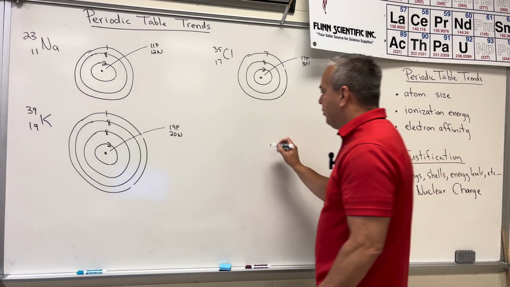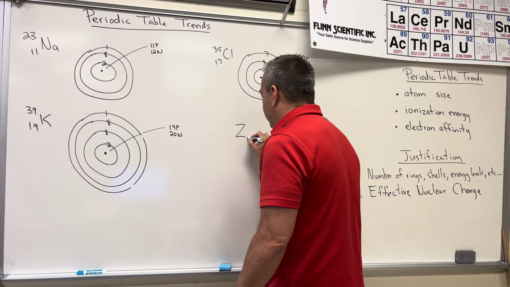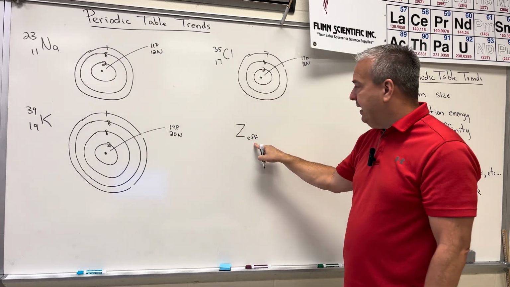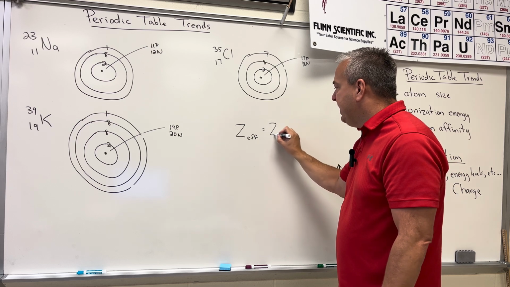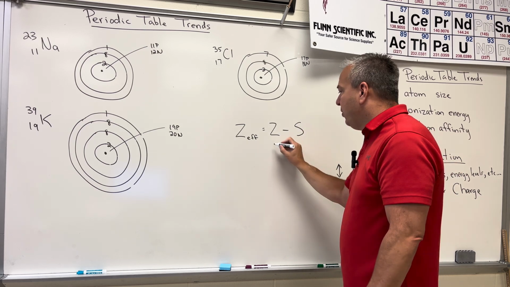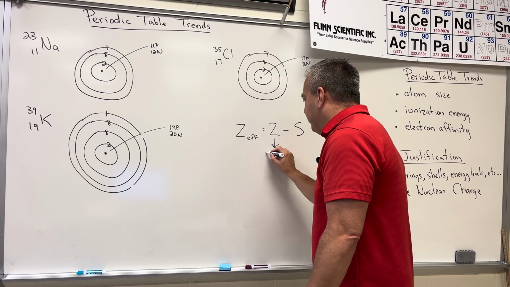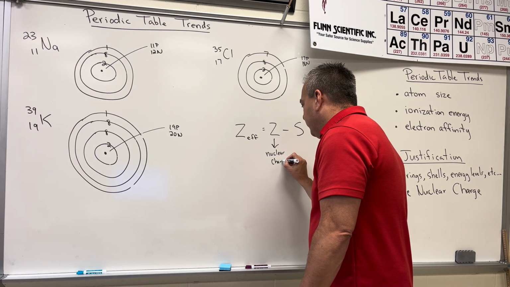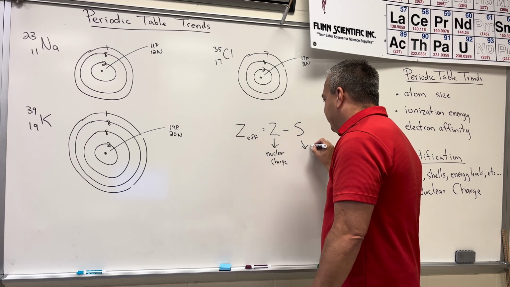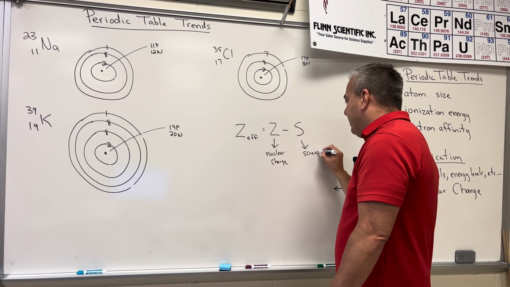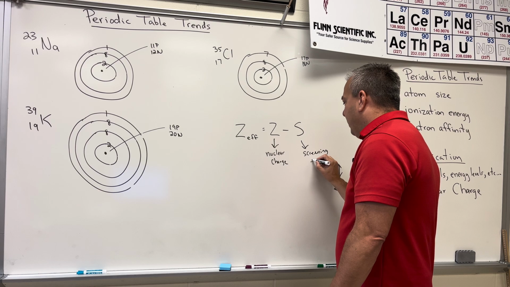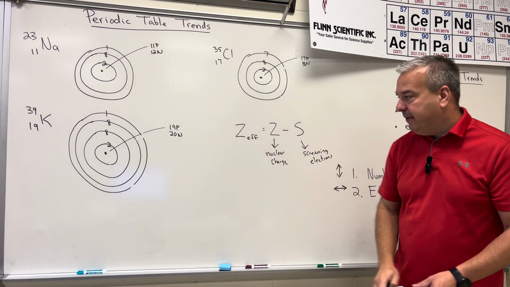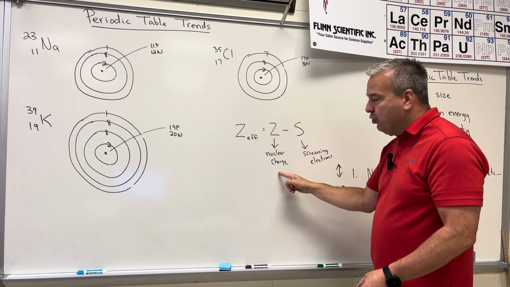And effective nuclear charge has an equation where it's Z sub EFF, which is equal to Z minus S, where the Z stands for nuclear charge and the S stands for screening electrons. And I'm going to explain both of those right now. Okay. So the first part, nuclear charge.